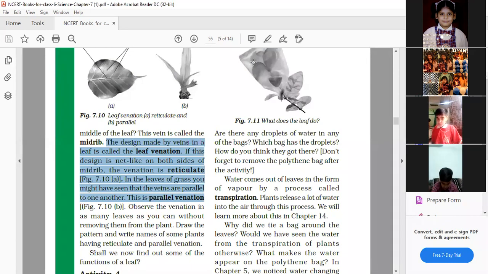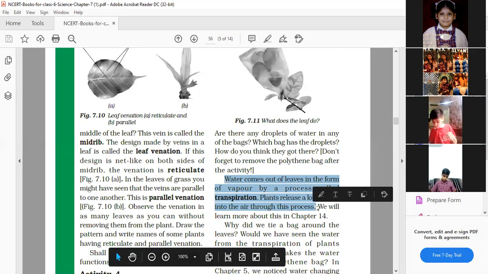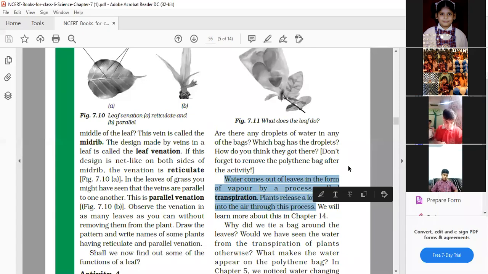So from where that droplet has come, this process is known as, so water comes, kindly underline in your books, the water comes out of the leaf in the form of water vapor by the process of transpiration. Transpiration means plants release a lot of water into the air by this process. This process is known as transpiration.